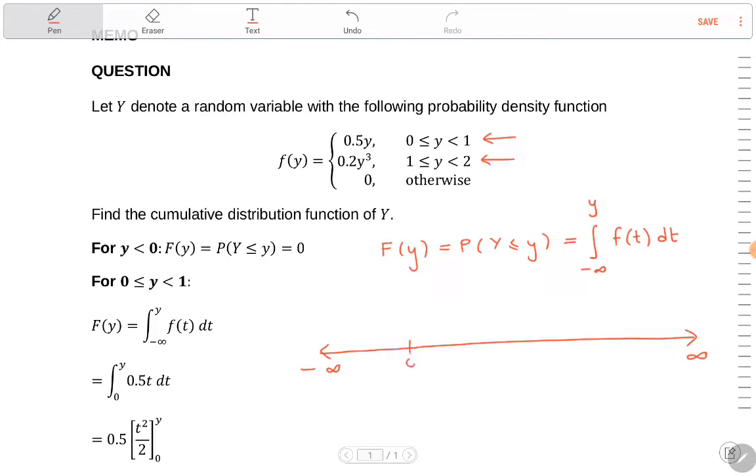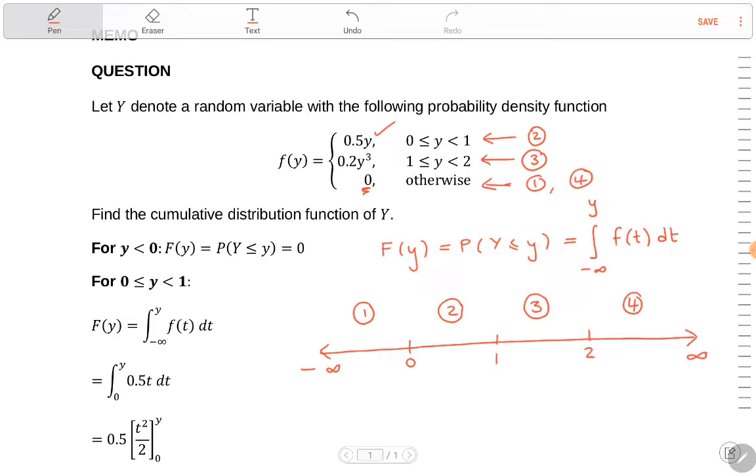So for 0 to 1, you have a function there, which is this one here. And then from 1 to 2, you have a different function. So I'm just going to use a number. So this is function 1, which is actually the 0. Function 2, which is going to be that 0.5y. And then you'll have a third function in there, which is 0.2y cubed. And then a fourth function, which is your 0 again. So let me write it there. So this is 1 and 4.